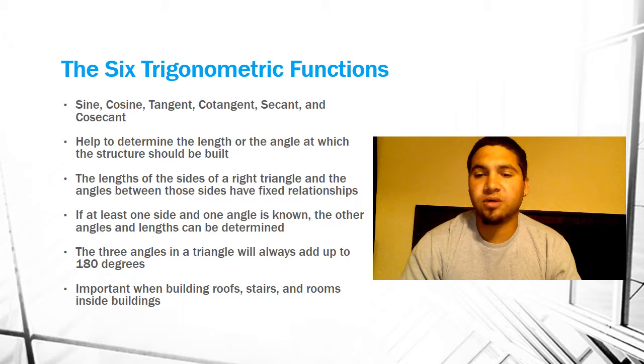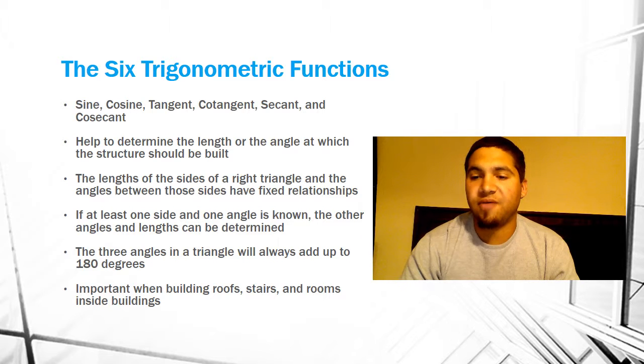The six trig functions include sine, cosine, tangent, cotangent, secant, and cosecant. The six functions help architects determine the length of the angle at which the structure should be built. The lengths of the sides of a right triangle and the angle between those sides have fixed relationships. If at least one side and one angle is known, the other angle and length can be determined. The three angles in a triangle will always add up to 180 degrees.